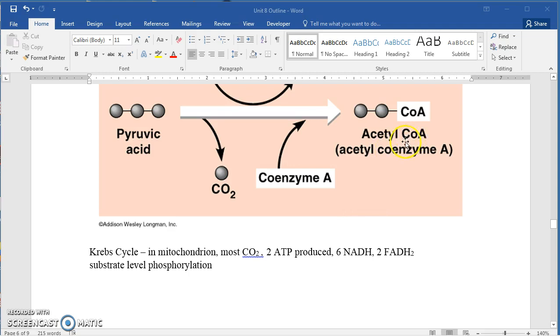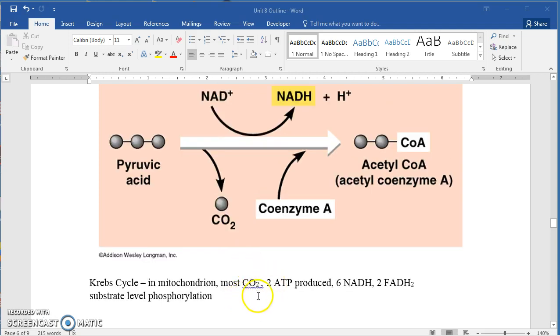The acetyl coenzyme A is in the mitochondrion, in the matrix. It goes into a set of reactions called the Krebs cycle. Sometimes it's called the citric acid cycle, sometimes it's called the tricarboxylic acid cycle. It has 3 different names, but the text we used has stuck with the Krebs cycle, named after Dr. Krebs, who studied cellular respiration. This occurs in the mitochondrion. This is where most of the carbon dioxides are produced. I don't ask you to know how many, but most of the carbon dioxide is produced here. 2 ATPs are produced, 6 NADHs, that's the most NADH from any reaction thus far, and 2 FADHs.